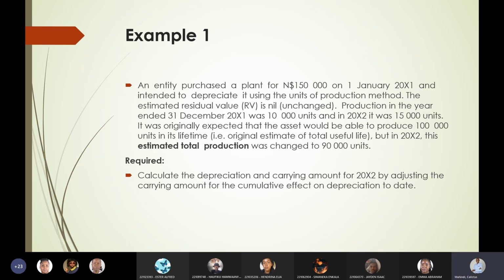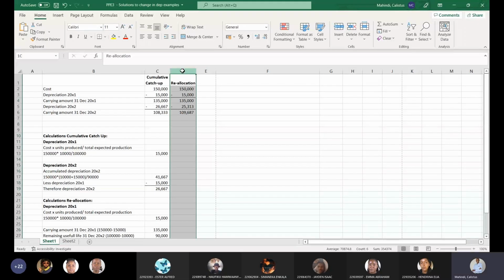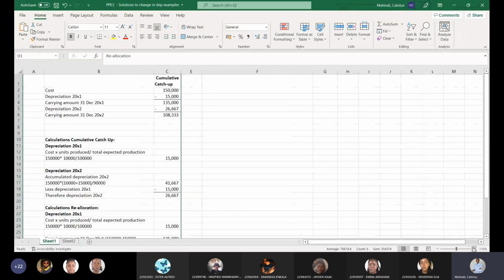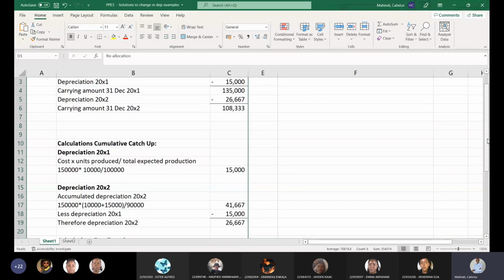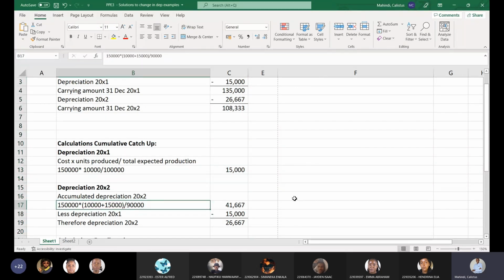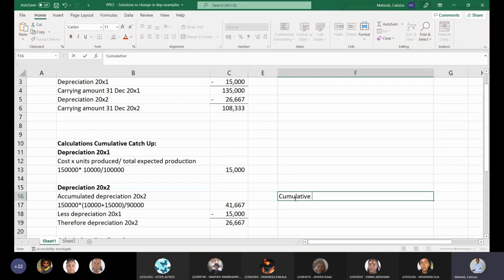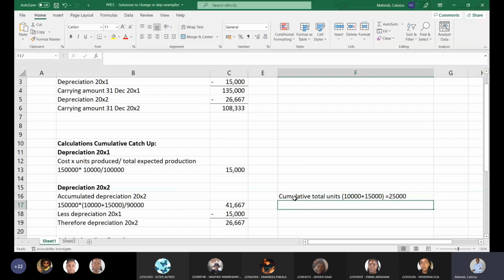Okay, let me share my Excel. Okay, so this one I've already done the calculation just to save time. So depreciation in 20x2, now we have to use the cumulative catch-up method. So first of all, we look at the cumulative total units. 10,000 units were produced in 20x1 plus 15,000 units were produced in 20x2. So the cumulative total number of units produced would be 25,000 units.